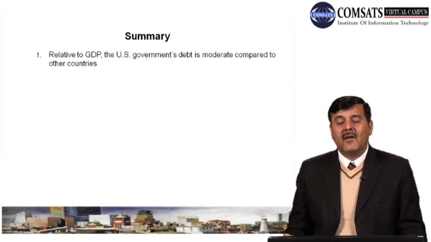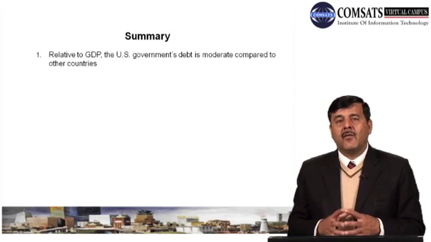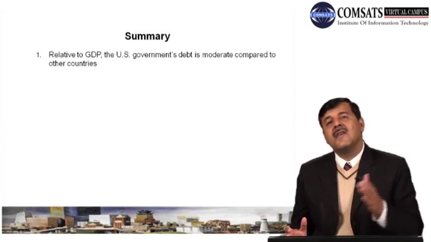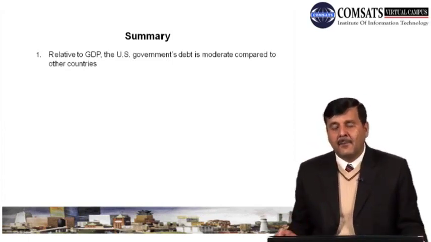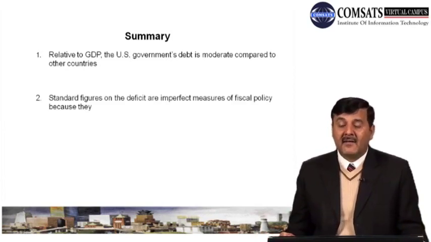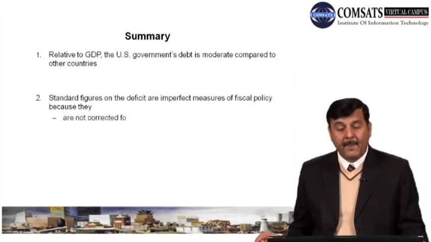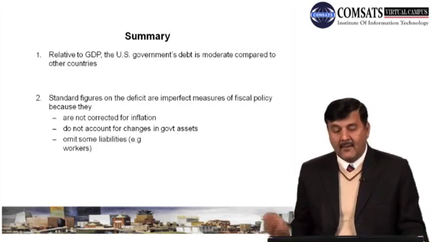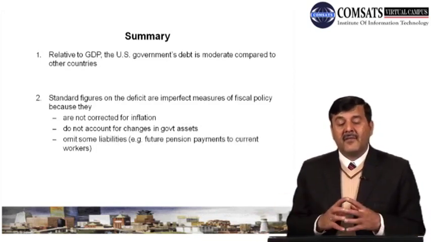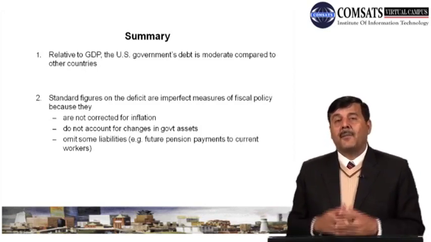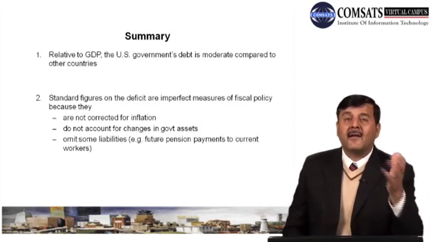Relative to GDP, the US government debt is moderate compared to other countries. First, we compared the US debt-GDP ratio with other countries and found it is moderate as compared to most of the other countries. Second, standard figures on deficits are imperfect measures of fiscal policy because they are not corrected for inflation. They do not account for changes in government assets. So the standard figures on deficits are imperfect measures of fiscal policy; the deficit you measure is not perfectly accurate.